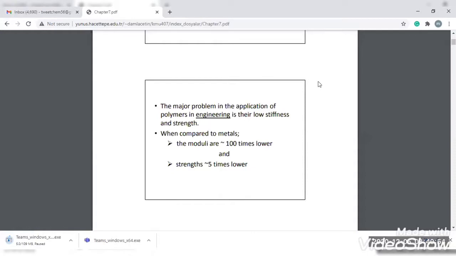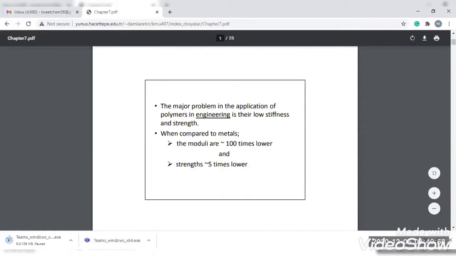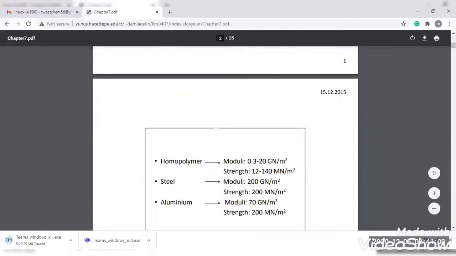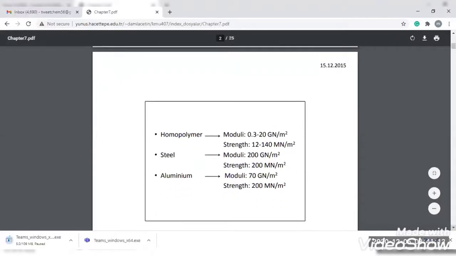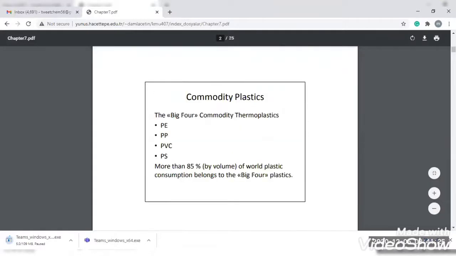The major problem in the application of polymers in engineering is their low stiffness and strength. When compared to metals, the moduli are 100 times lower and the strength is about 5 times lower. So the homopolymers have moduli of 0.3 to 20 and strength of 12 to 140 MPa. Similarly, steel and aluminium also have their specific moduli.